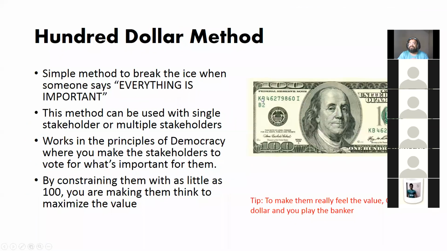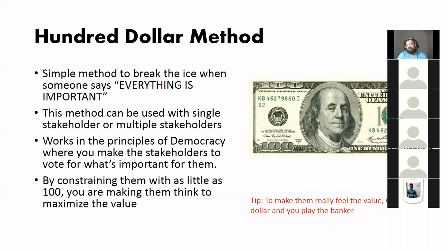The next one is the $100 method. This is very, very useful when people say all my features are important. This helps you break that ice of every feature that I have given is important. Now all you need to ask is, just say you have only $100. Tell me which are all the features you can, and put a dollar value on every feature.